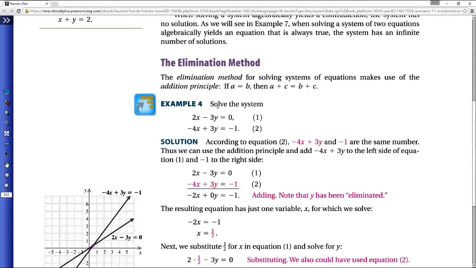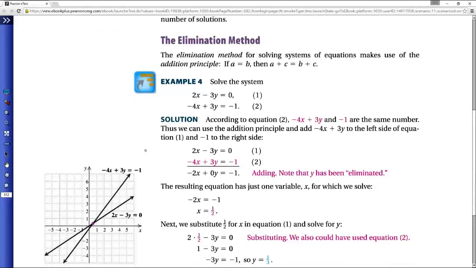The next method is the elimination method, and this is kind of like using the addition principle or law that we've covered before. If A equals B, then A plus C equals B plus C. So to solve this, we have 2x minus 3y equals 0 and negative 4x plus 3y equals negative 1.